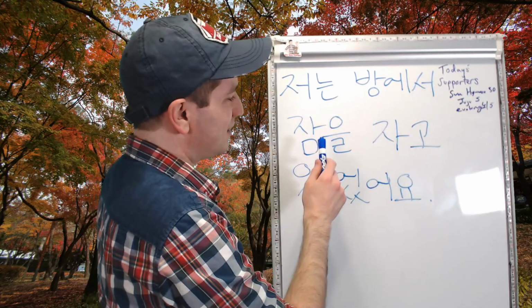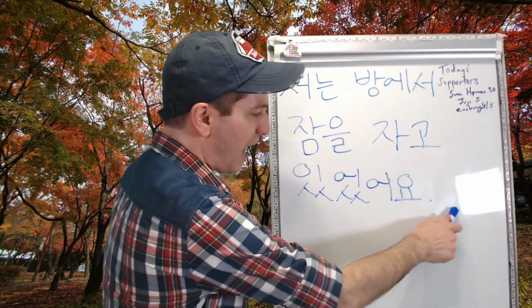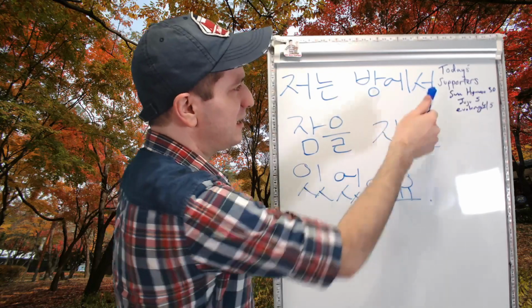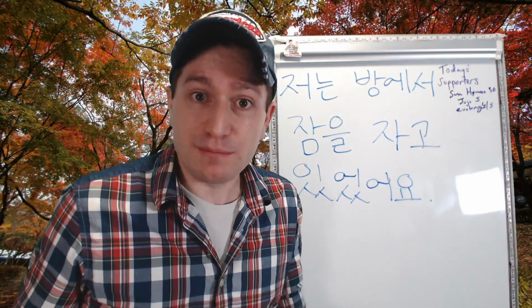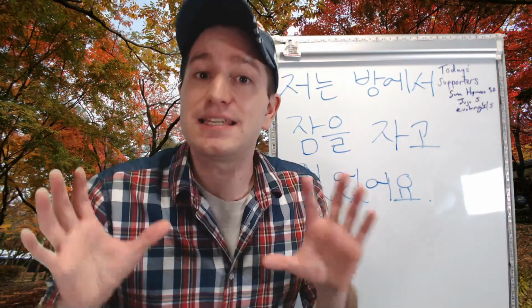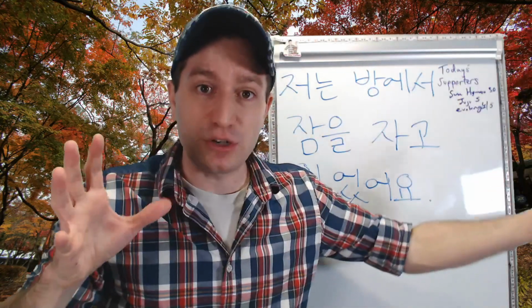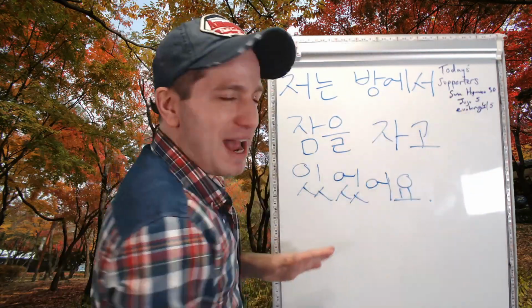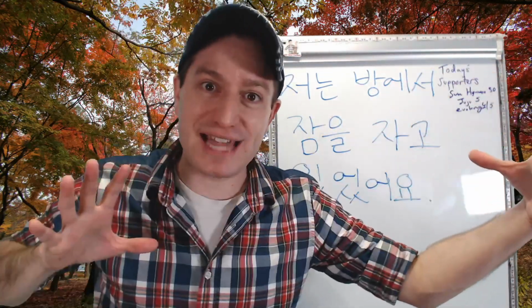저는 방에서 잠을 자고 있었어요. So I was sleeping in the room, in my room. 저는 방에서 잠을 자고 있었어요. I was sleeping in my room. Again, this is for emphasizing that something happened over a period of time. When you use this in the past tense, it's like saying there was a period of time when this happened continually.